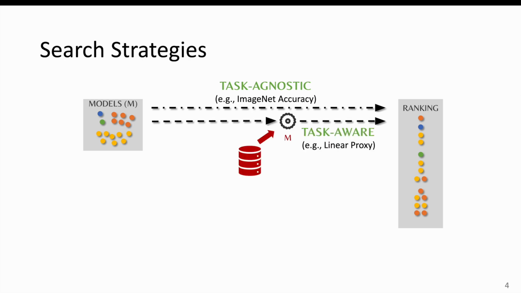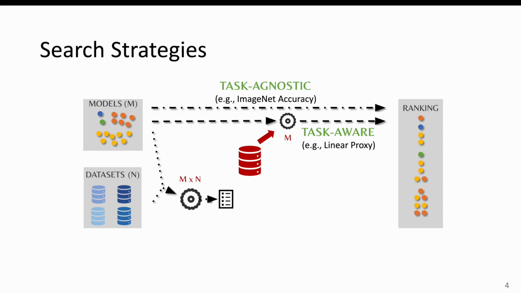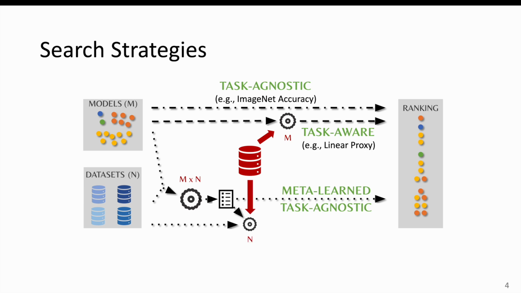The second category are task-aware search strategies, where the user's downstream dataset is used together with some cheap proxy to create a ranking. The third search strategy category uses a set of benchmark datasets, which can all be fine-tuned on all the upstream models in an offline fashion. And now this table of all fine-tuned accuracies can then be used in a meta-learned task-agnostic fashion in order to create a ranking. And the last category uses some similarity between the benchmark datasets and the downstream datasets in order to create a ranking in the meta-learned task-aware fashion.